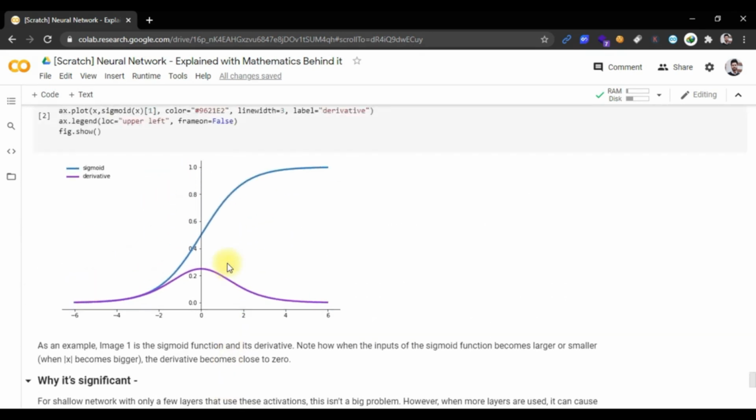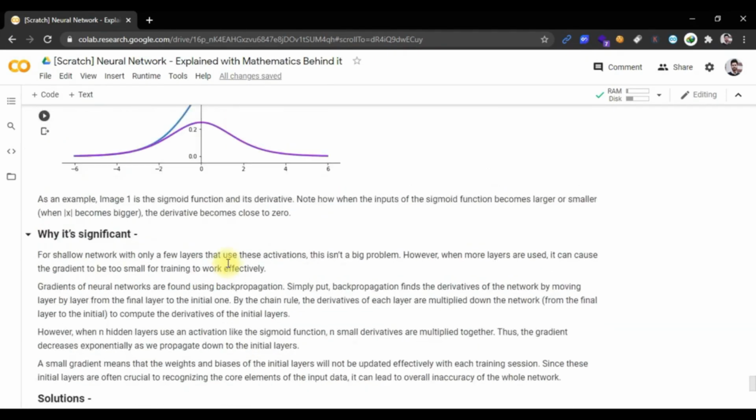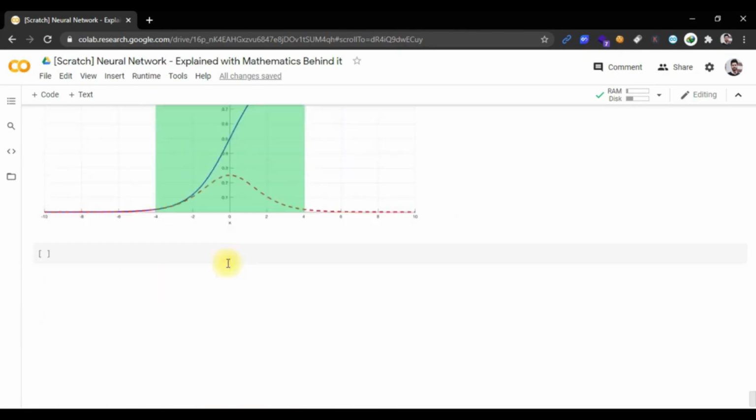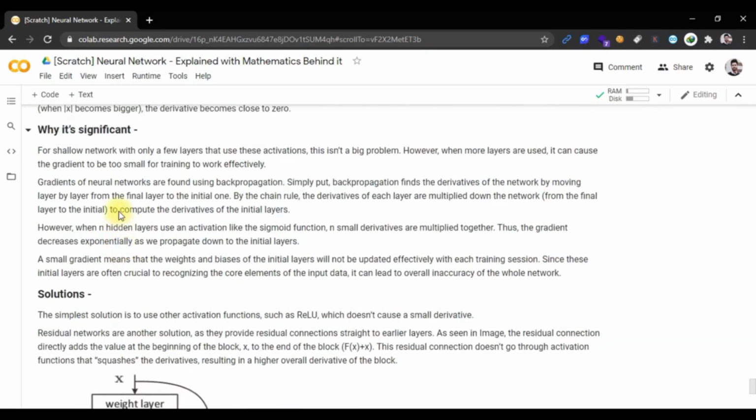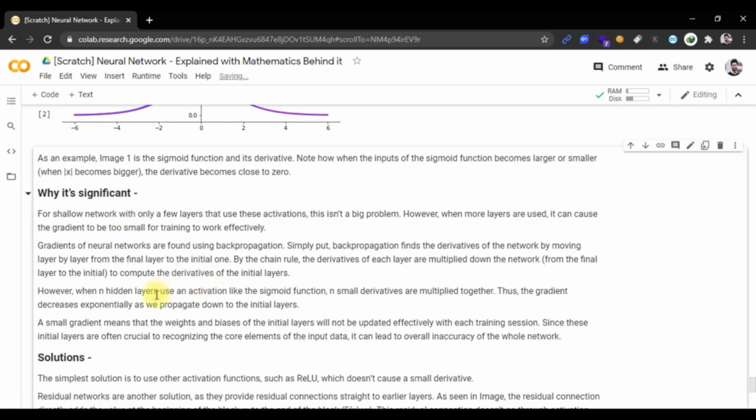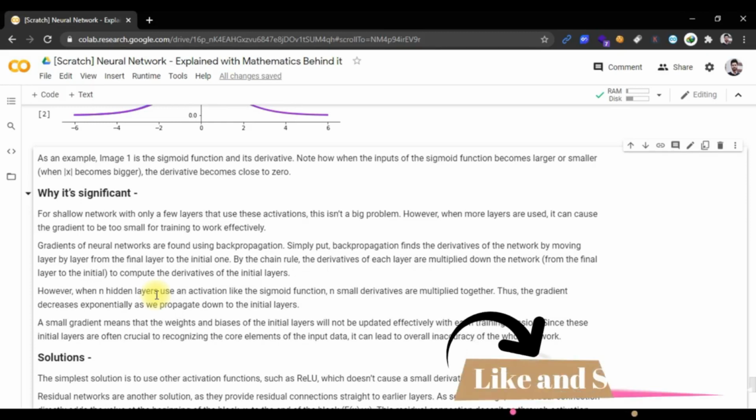Because if you have 4 to 5 layers in a neural network, like I can show you here, this is one layer, this is the second layer, this is the third layer, this is the fourth layer, the final layer. The derivative calculated for this layer adds up to this, and then to this, and to the initial one. So when there are n hidden layers using an activation function like sigmoid, and n small derivatives are multiplied together, the gradient exponentially decreases to a very small value.